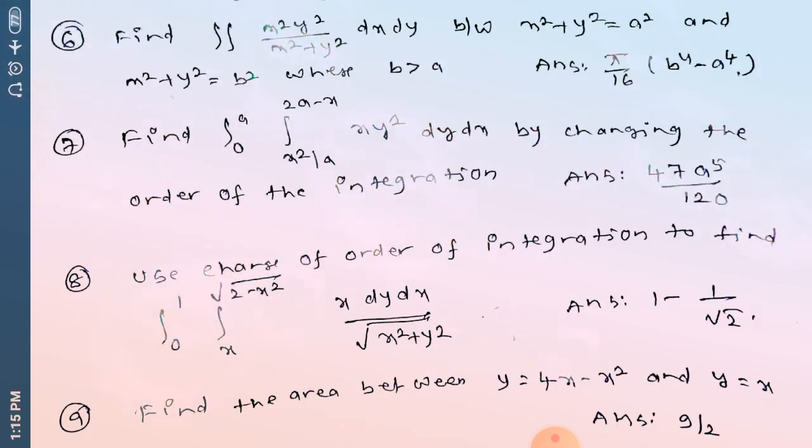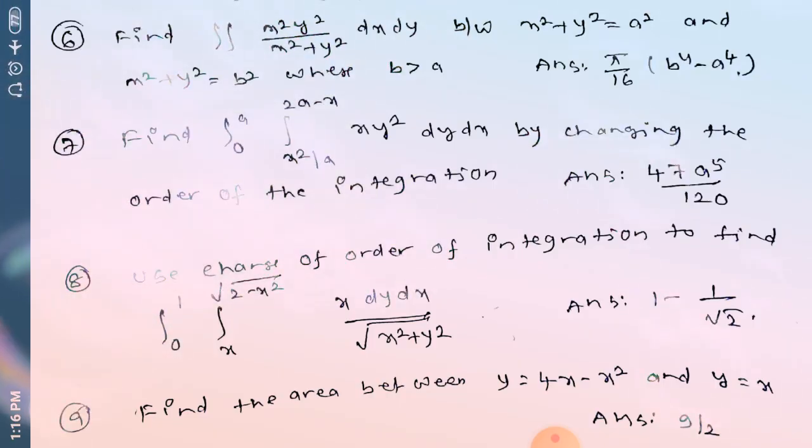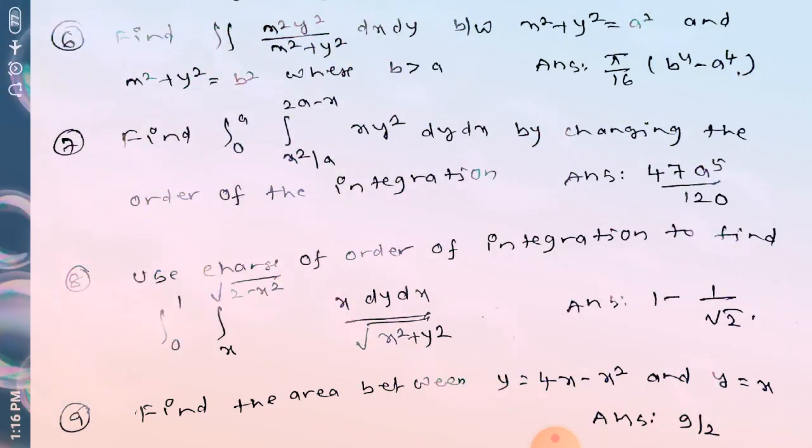Somewhere on the x-axis you are locating a point, and y equal to x is nothing but a straight line passing through the origin directly. You draw one line passing through the origin, and one more is y equal to under root of 2 minus x square, or squaring on both the sides, y square equal to 2 minus x square, which is nothing but x square plus y square equal to 2.